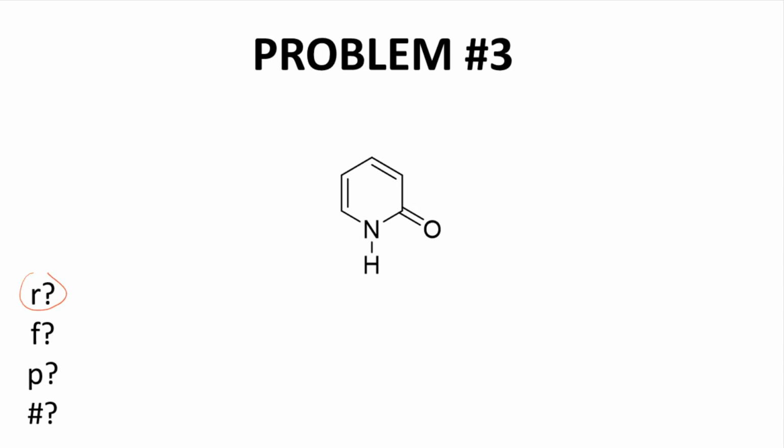So first question, do we have a ring? Of course we have a ring. There is a nice six-membered ring there. Is it flat? Yeah, it's going to be flat. Okay, that's not a major question. Now, is every atom sp2 hybridized?